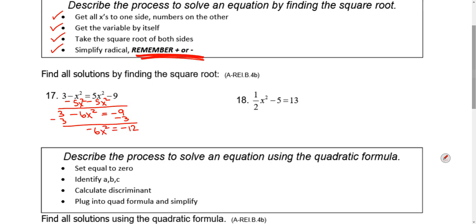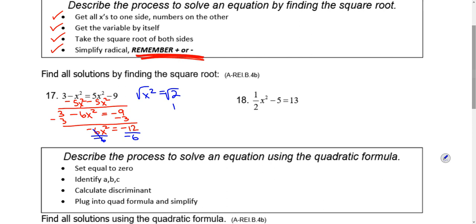Now a lot of kids try to square root at this step, but the x squared still has the 6 in front of it, the negative 6. So you have to divide by negative 6 first. So this crosses out. Now I'm going to bring this up. x squared equals 2. So now that the x squared is all by itself, we can square root both sides.